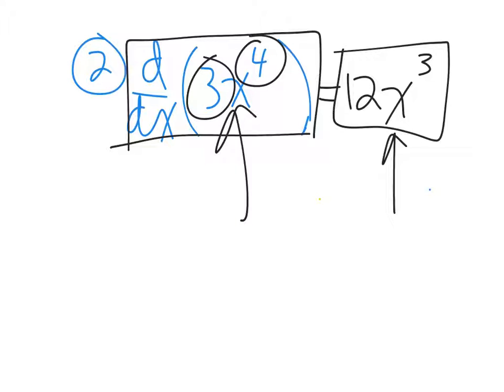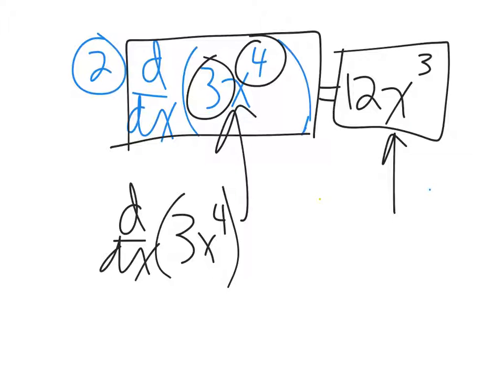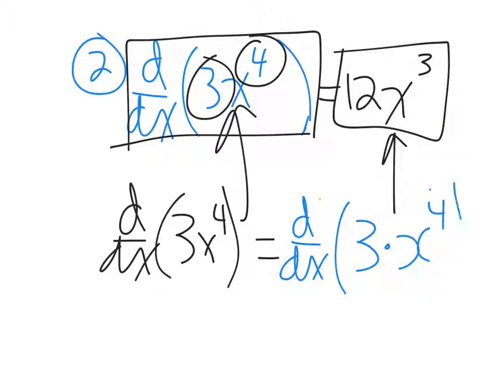Something I want to point out is that when it says d by dx of 3x to the 4th, there's one simplification I can do beforehand. This 3 in mathematics is known as a coefficient. It's multiplying by x to the 4th. I can remove that 3 from that set of brackets, because I know that it equals d by dx of 3 multiplied by x to the 4th.